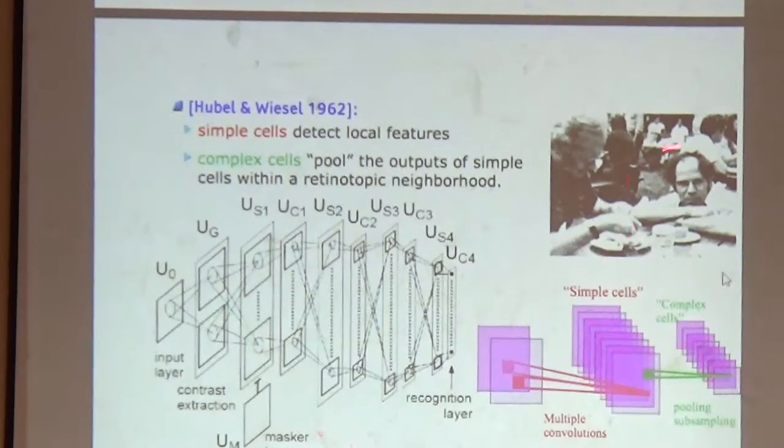So the idea given by David Hubel and Wiesel, who got the Nobel in the 1960s: simple cells detect local features. Complex cells pool the output of simple cells within a retinotopic neighborhood. What is a retinotopic neighborhood? It is the neighborhood which you can process at a certain point of time. I cannot process everything in the visual field at a time. I can only process whatever is focused on the fovea of the retina.